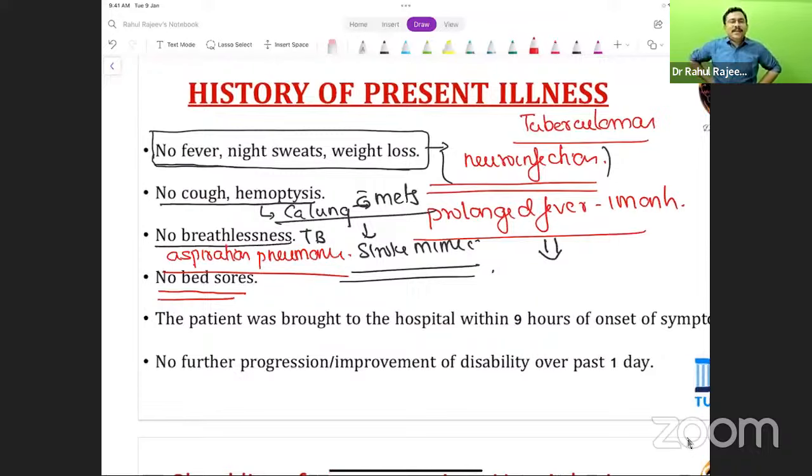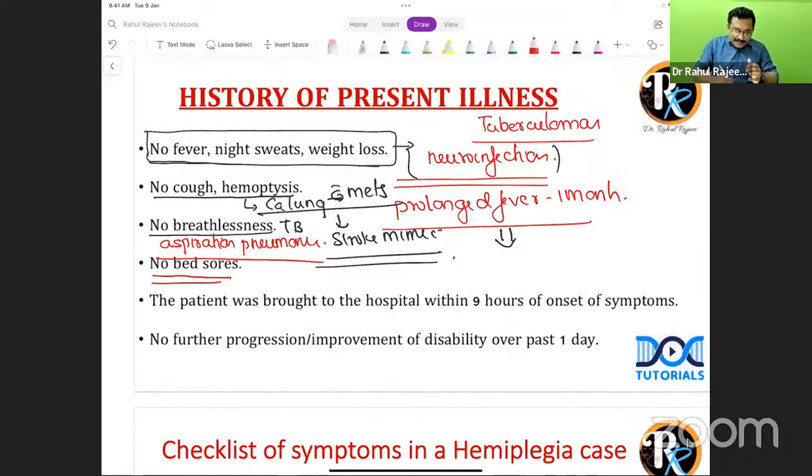You should not miss it. You ask whether there is some skin peeling or some ulcer in your back, especially in the sacral region, so there is a chance of bed sore. So whether there is any bed sore, which are known as pressure sores, at the heel region and all. So the patient was brought to the hospital within 9 hours of onset of symptoms.